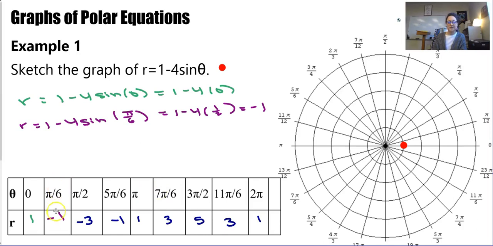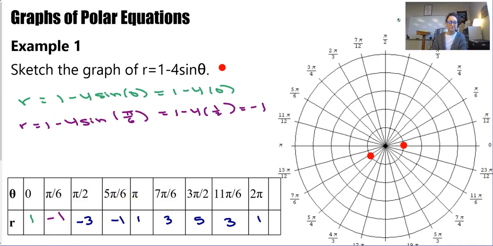Then I've got pi over 6 and negative 1 for r. Well, if I go to pi over 6 and positive 1, we would be here. And then the negative 1 for radius is going to do what to that angle? Or to that point, I should say. Yeah, it's going to shoot it across the origin or the pole, right? So we should be there. Okay, so go ahead and plot the remaining points.